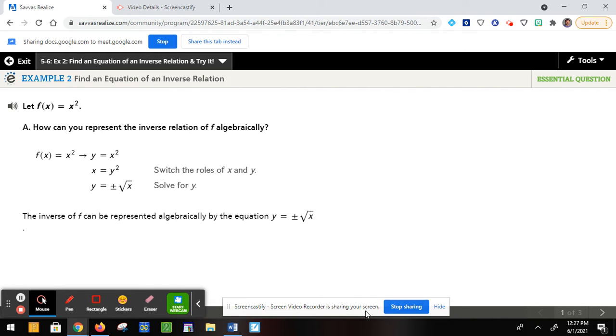Then you flip where the x and the y are. So y equals x squared would become x equals y squared. And then you solve for y. So in this case, the inverse of f can be represented algebraically by the equation y equals plus or minus square root of x.